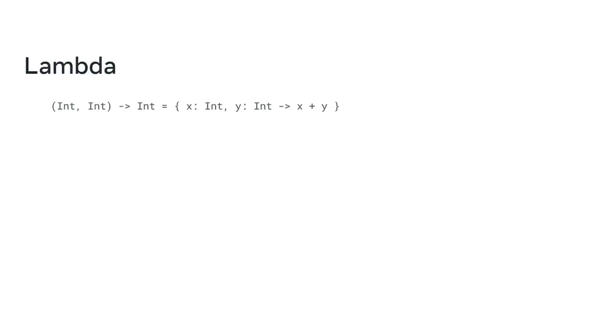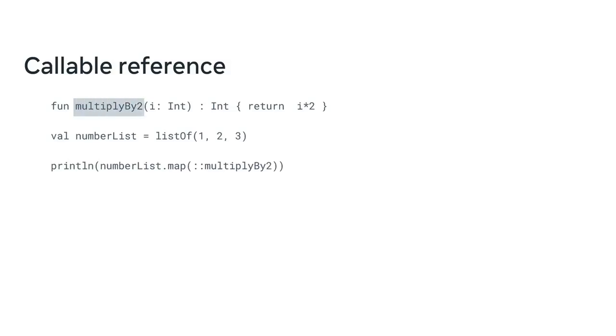Now, let's discover how to instantiate a function type. There are several ways to do this. Using a lambda expression. A lambda expression refers to passing the function implementation as an expression and is enclosed within curly braces. You will learn more about lambda expressions in a later video. In an anonymous function, a code block can be defined. Using a callable reference that returns a function type value for an existing declaration of a function. For example, let's say you define a function multiply by 2 that takes in an int and returns an int by multiplying the argument value by 2.